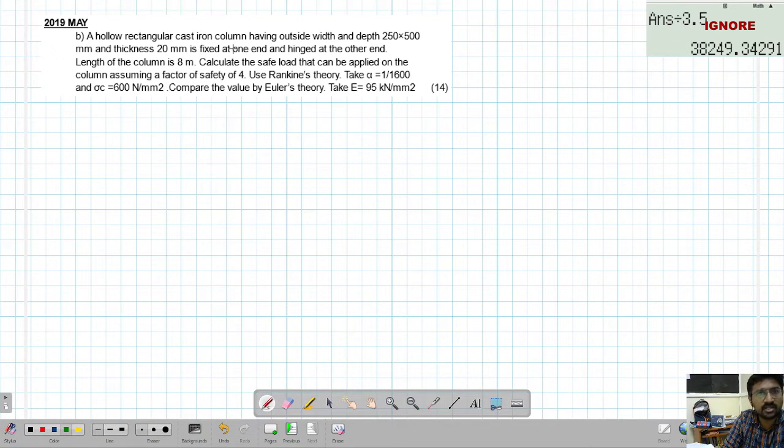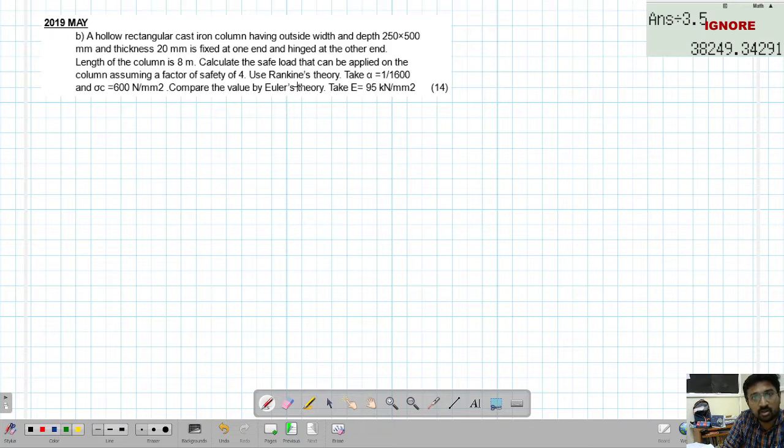A hollow rectangular cast iron column having outside width and depth as 250 and 500, these two are in mm, and thickness 20 mm, is fixed at one end and hinged at other end. The length of the column is 8 meters. Calculate the safe load that can be applied on the column, assuming a factor of safety of 4. Use Rankine's theory. Take the alpha or Rankine's constant, sometimes called A also, as 1 in 1600, and sigma C, which is the compressive strength of the material, as 600 MPa.